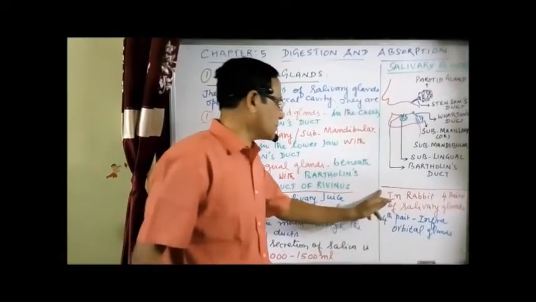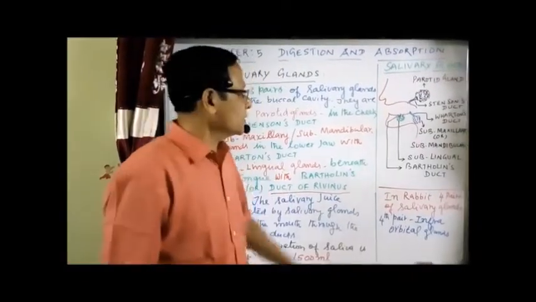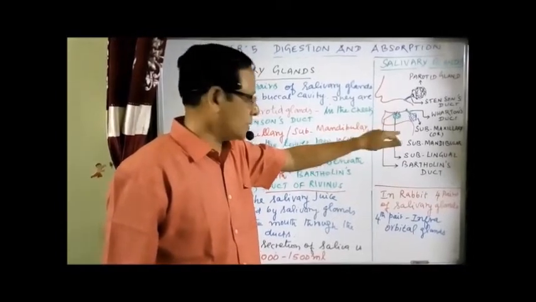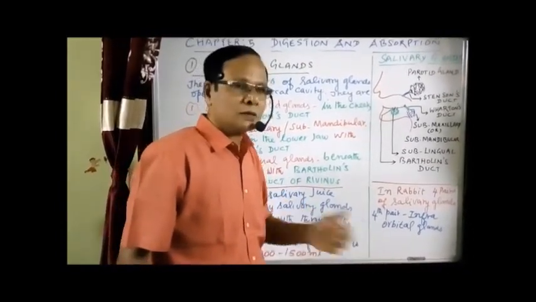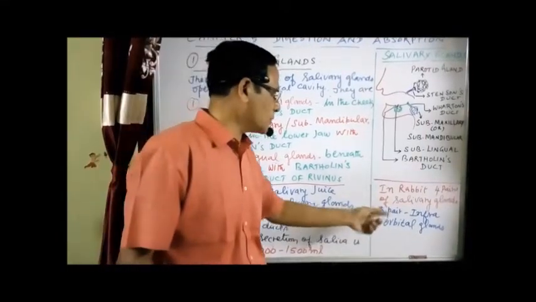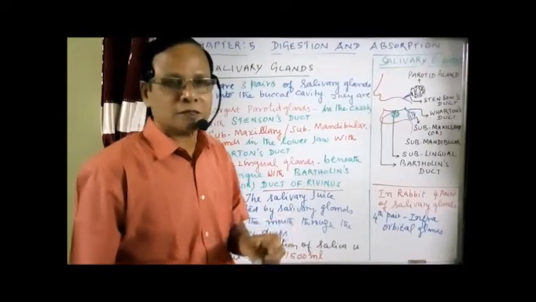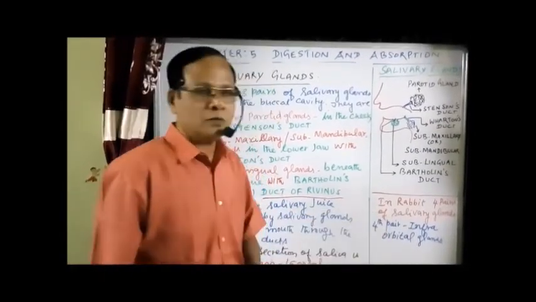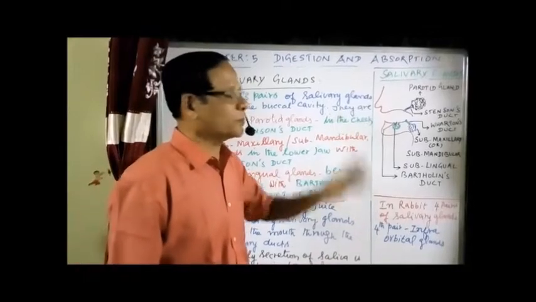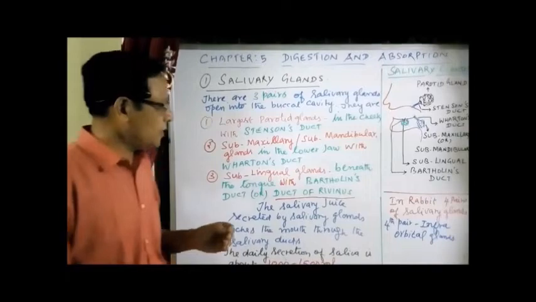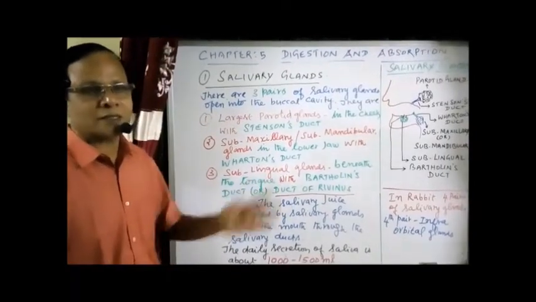I mentioned that in the case of rabbit, there are 4 pairs of salivary glands. In addition to these 3 glands, parotid, submaxillary, sublingual, we have one more gland present below the eye orbit, and that is called the infraorbital gland. That is in the case of rabbit. This is one neat question. So in rabbit we have 4 pairs, in humans only 3 pairs. So that's about the first one, salivary glands. We have to know a few words about the gastric glands.